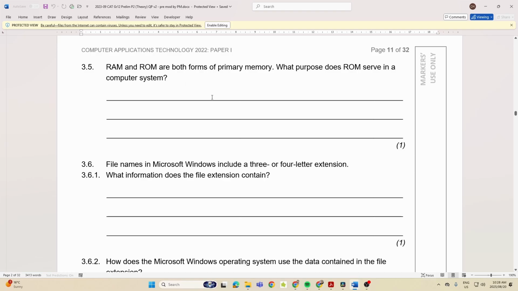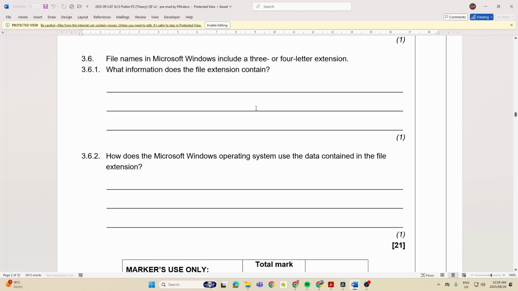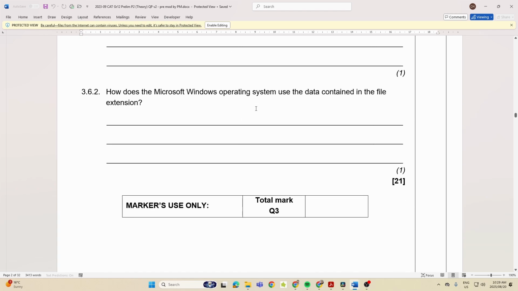Then the difference between RAM and ROM, that's something that does come up. Now it wasn't there in 2022, but we found it in 2023. We continue on there, file extensions, and yeah, that was the end of the paper for 2023.